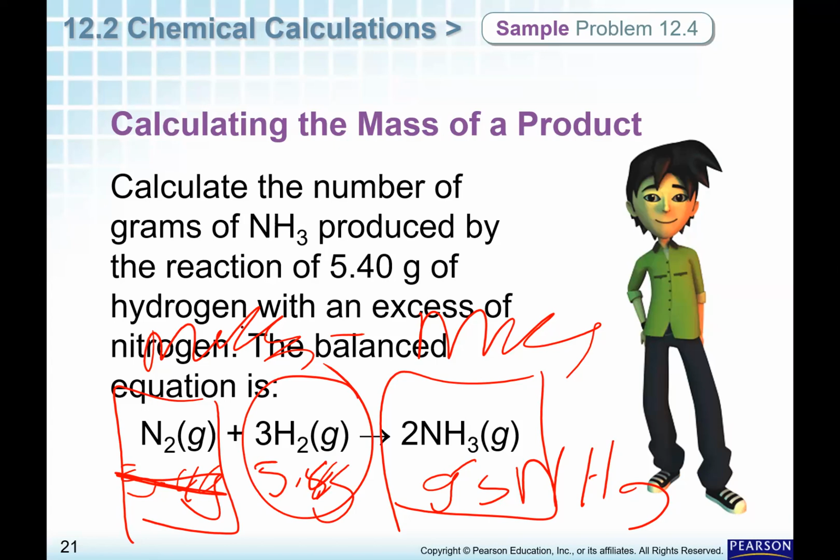Okay, so we have 5.4 grams of hydrogen, right? So we need to convert that into what? No, before that, yeah, Eileen, we have 5.4 grams of hydrogen. We need to convert it into moles of hydrogen.